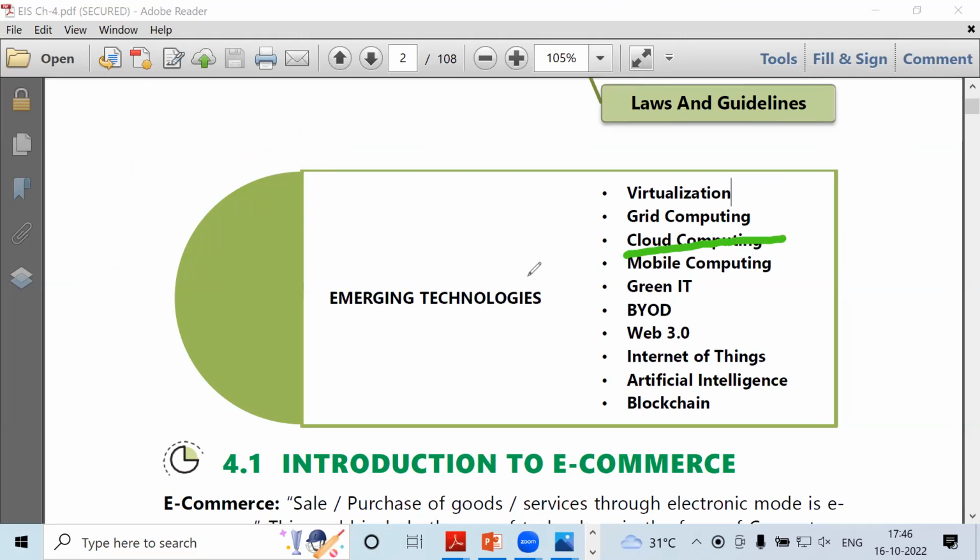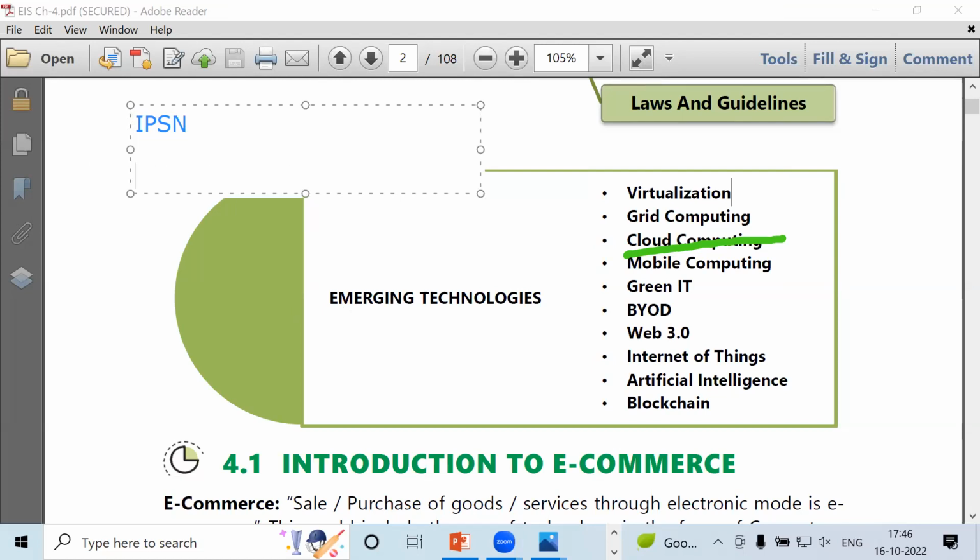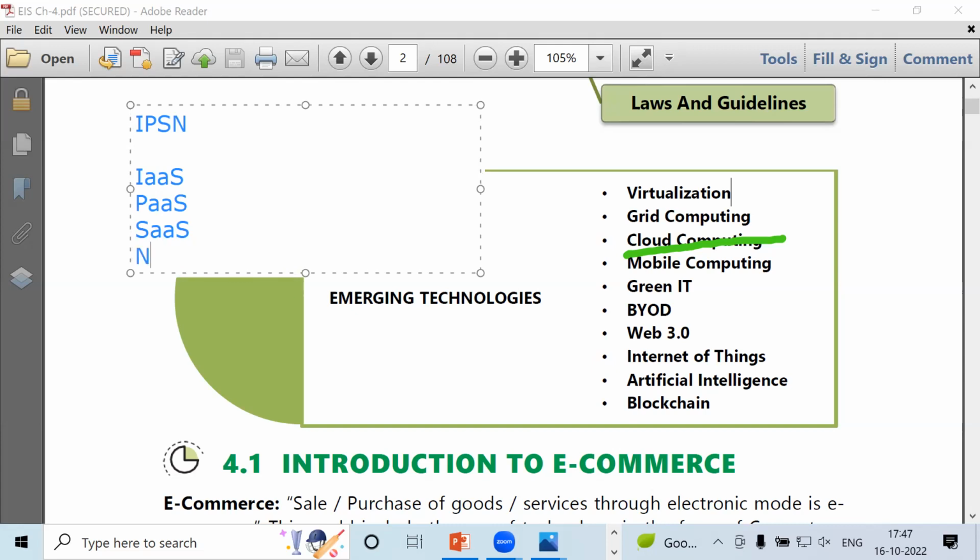Cloud computing. What is cloud computing? So internet email is the best example for cloud computing. Google Form and Google Drive are examples for cloud computing. You do not know where the hardware or infrastructure is available, but you are able to get these services. So normally they divide this into IPSN. I'm not an IPS officer, like that you remember. I means infrastructure as a service. P means platform as a service. S means software as a service. N means network as a service.